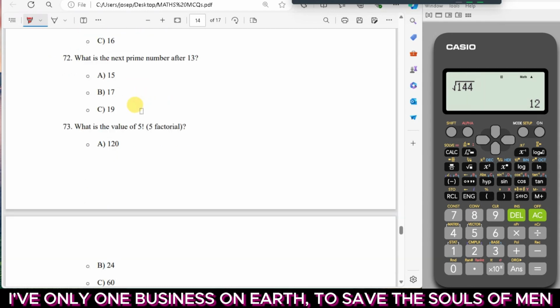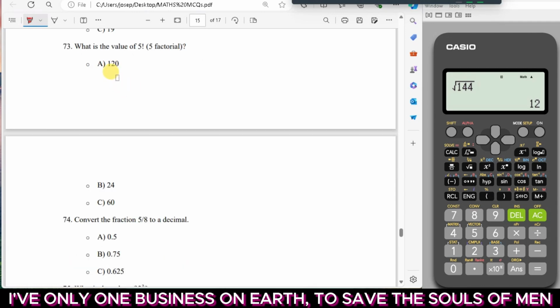Number 72. What is the next prime after 13? From 13 you are going to 17, because 15 is not a prime. A prime number has only two factors, 1 and the number itself. So 13 is a prime because I have only 1 and 13. There's no other number that can divide 13. So the number that follows here is 17. So the correct answer is B.